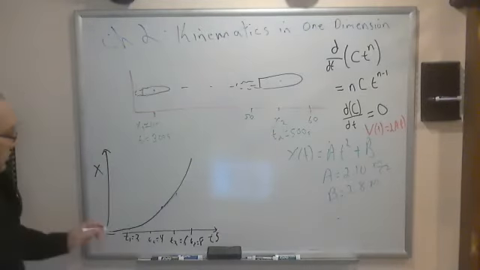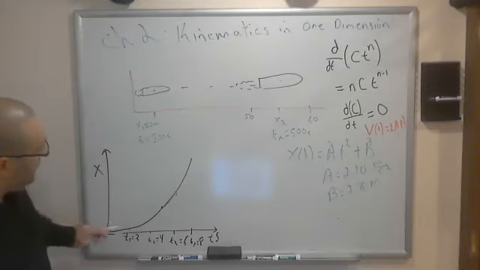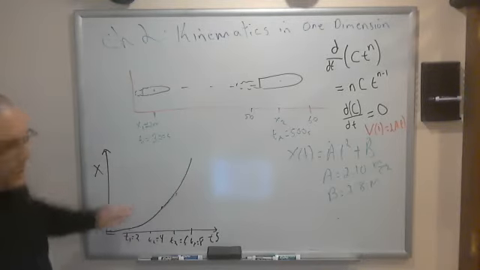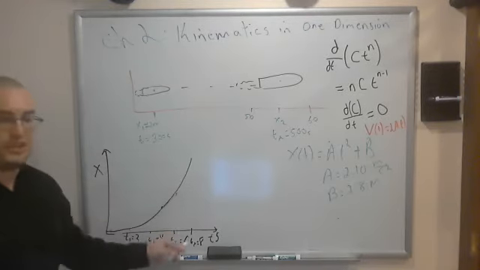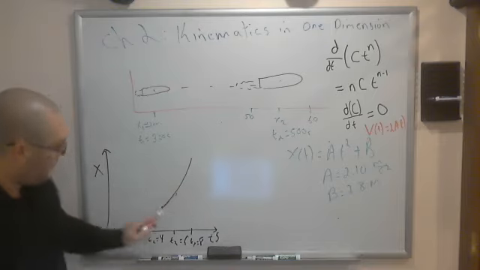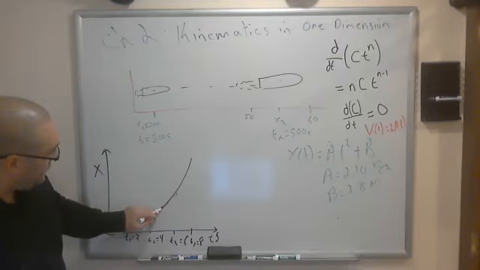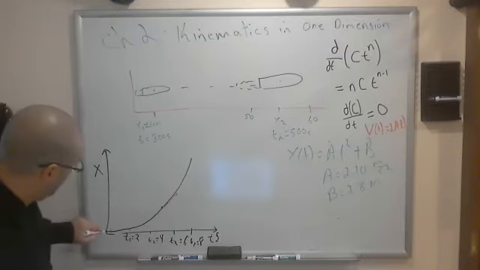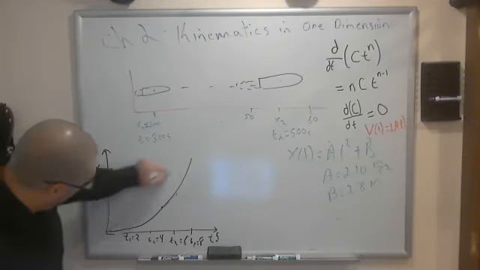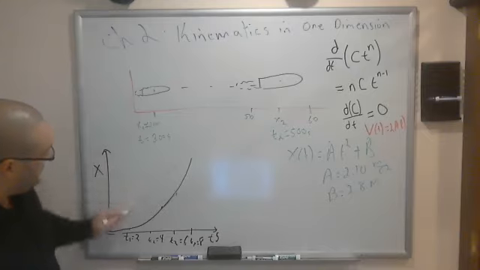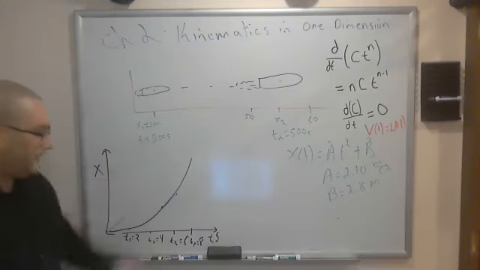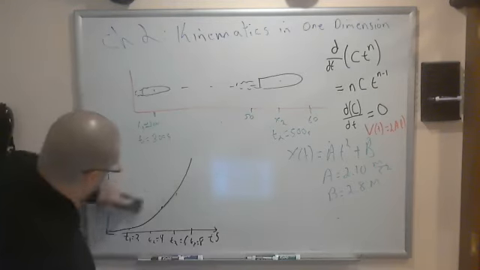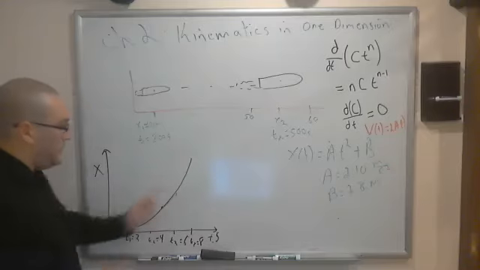Okay, so if there was no acceleration, it would just be a straight line, right? And the velocity is just given by the slope. At each point, the slope would be pointing in the same direction. So if there's no acceleration, the position would just linearly increase at a steady rate, right? But because we have acceleration, we have this curve to it.